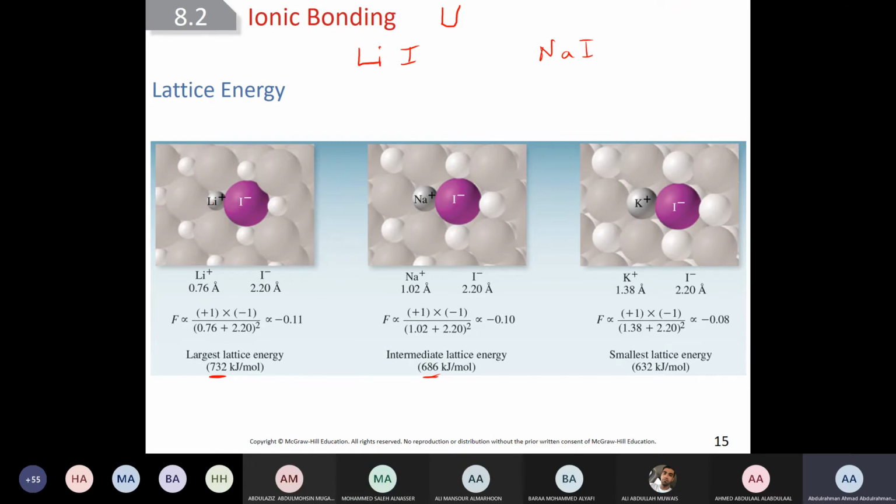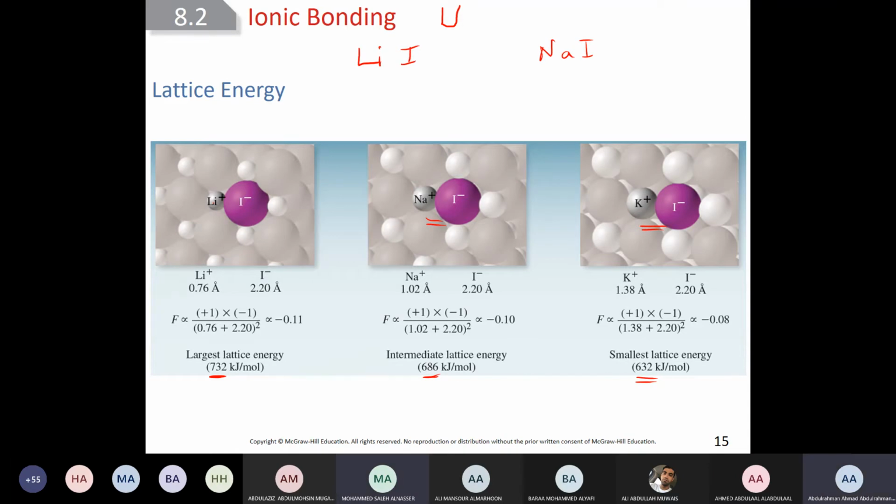How about lithium iodide compared to potassium iodide? Is it stronger lattice energy? I'm talking about even the lattice energy. It's not stronger. In fact, it is less. It is smaller.